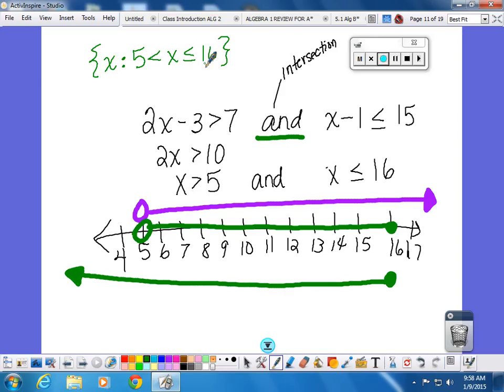Now why have I got less than here? Open circle there on this graph. And then why have I got an or equal to there? Because it's colored in there.